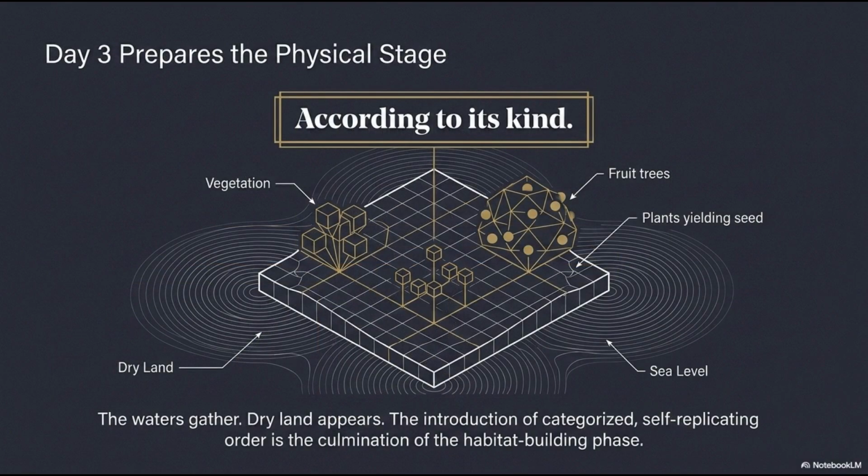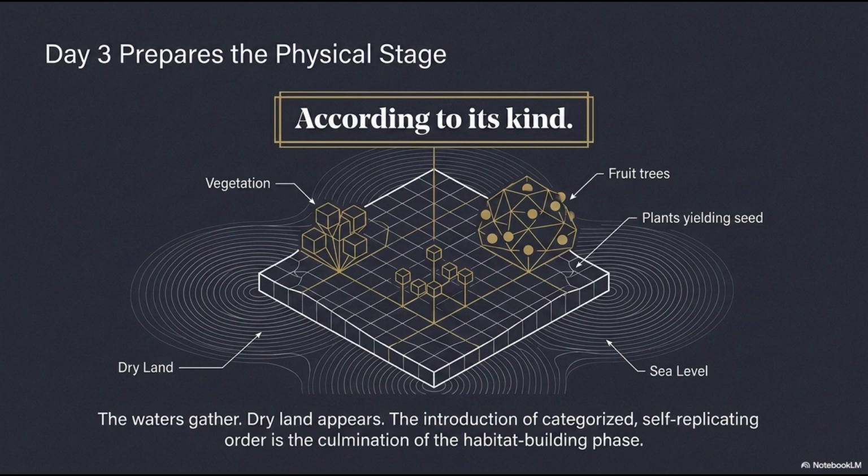Yes. On day 3, we see another vital act of separation. The waters under the heavens are commanded to gather into one place called seas. And this gathering allows the dry land, the earth, to appear. And as soon as the land is exposed, the text immediately populates it with vegetation. The earth is commanded to sprout plants yielding seed and fruit trees bearing fruit, each according to its kind. Notice that phrase, according to its kind. It's introducing the concept of categorized, self-replicating order.